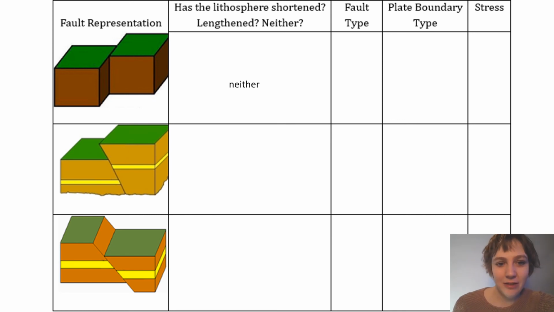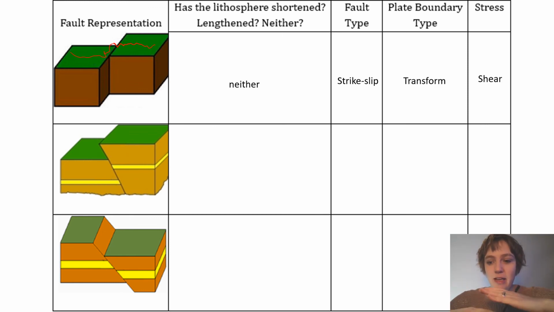Hopefully you said strike-slip. In fact, it is a left lateral strike-slip fault, because if you were sort of walking along, you would have to turn to the left to keep going. So that is a left lateral strike-slip fault. The type of plate boundary where you find that type of fault is a transform boundary, because that is the place where shear stress is acting, and shear stress, that side-to-side motion, is what's going to create that type of fault.